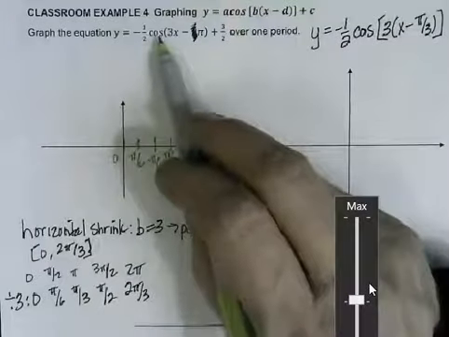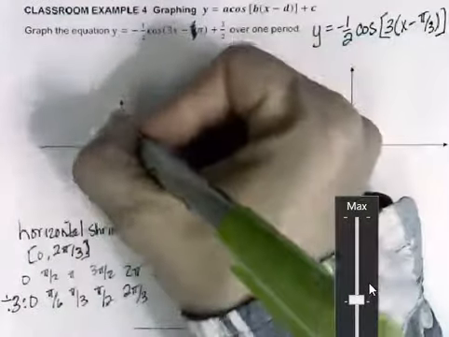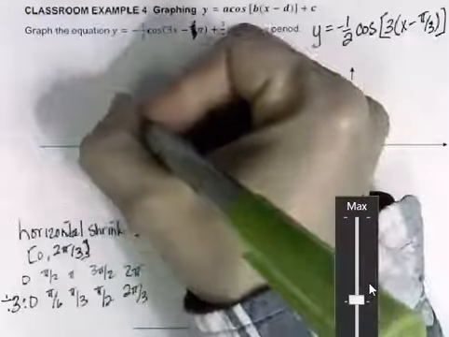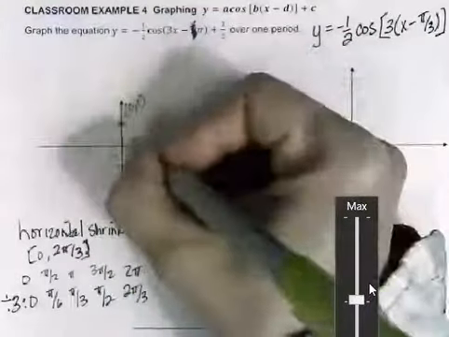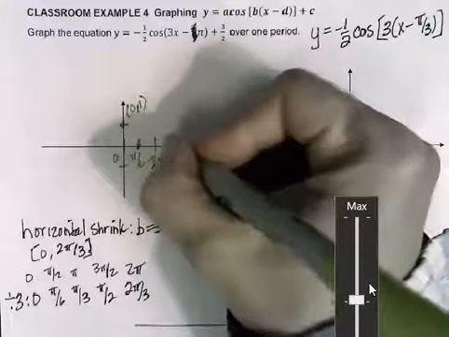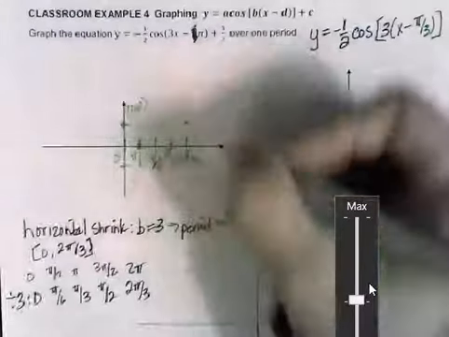This is a graph of cosine. So we're going to start up here at the point 0, 1, go down to the x-axis, down to our minimum, back to the x-axis, and up to our maximum.